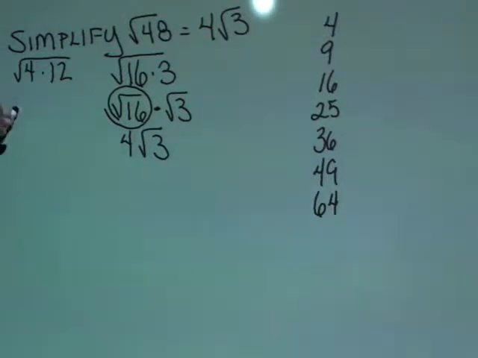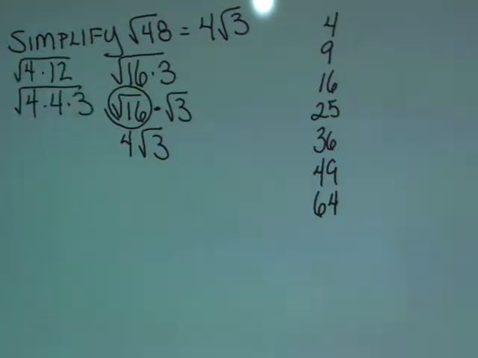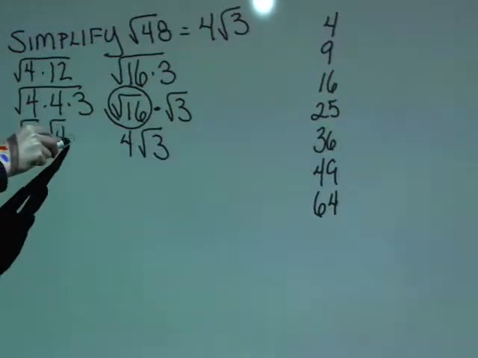So this is really root 4 that I already had, and then 12 is going to change into 4 times 3. Now we can pull this apart like we did the last one, but it's actually going to have 3 components: root 4 times root 4 times root 3.